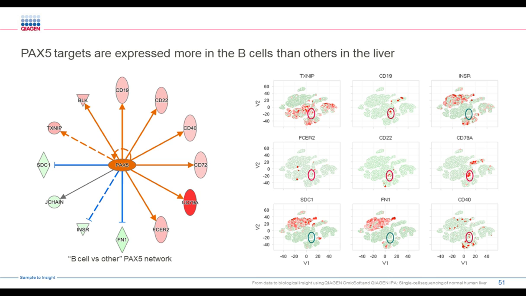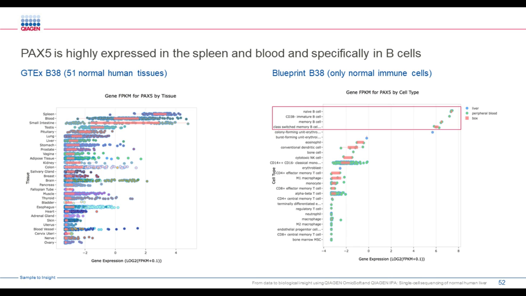So you can go back and forth to a network of interest, a factor of interest in a particular cell type of interest, and visualize that in the scatter color view.